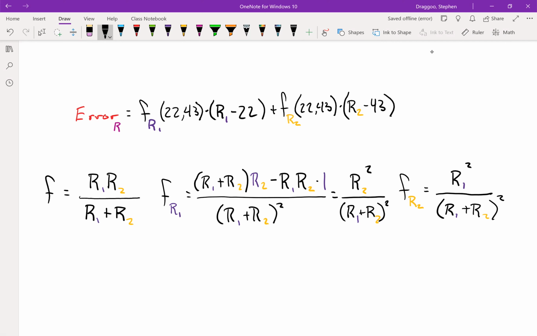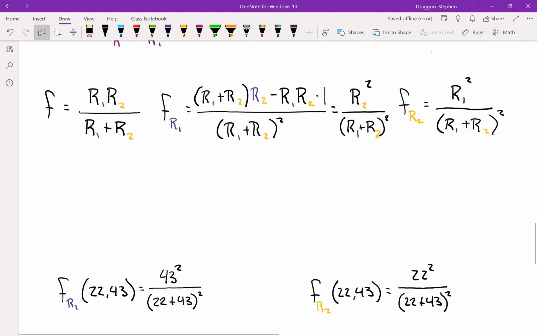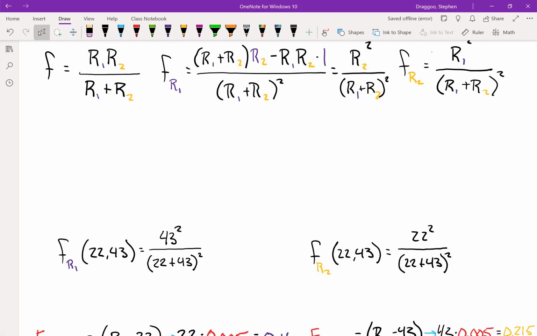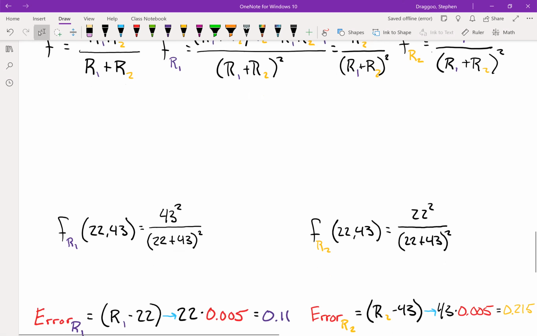All right, now we have our partial derivative terms. So carry that down. Then the thing that we want next would be to just plug in our derivative values at that point. So we'll plug in 22 and 43 into each of those derivatives, and we'll get those numbers. I'm just going to leave them exact for right now, and we'll come back to them in a moment.